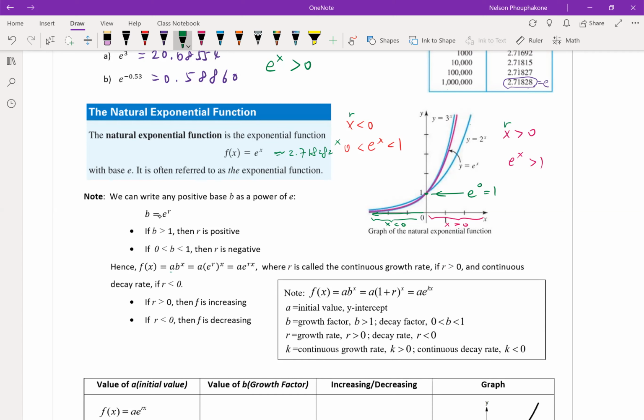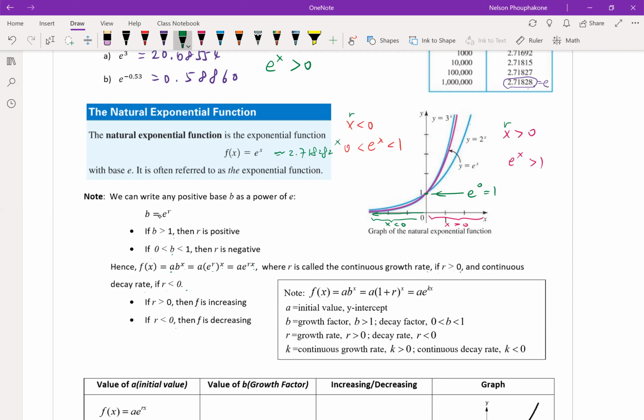Okay, so now how does this relate to a b to the x? We could write the exponential function as f of x equal to a b to the x equal to a times e to the r raised to the power of x, because b equal to e to the r, or a times e to the rx. In this case, r is called the continuous growth rate if r is greater than 0, and continuous decay rate if r is less than 0. We notice that when r is positive, f is increasing because b is greater than 1. If r is negative, then f is decreasing because b is between 0 and 1, right?